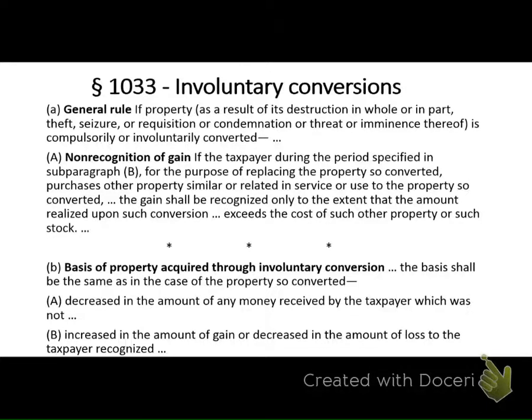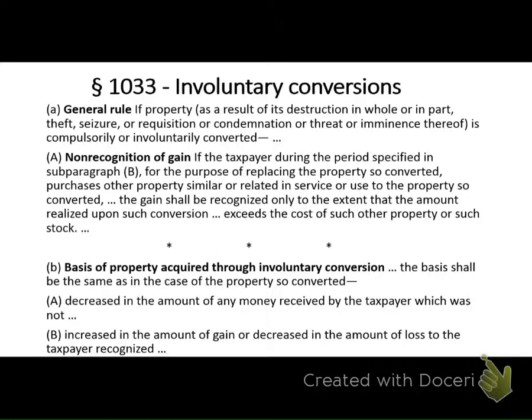Alright, so on page 284, problem 8, we're looking at Carl. And Carl had a piece of property with a fair market value of $600,000 and an adjusted basis in that property of $250,000. And the property is involuntarily converted. When it's involuntarily converted, Carl has a realized gain of $350,000, right?